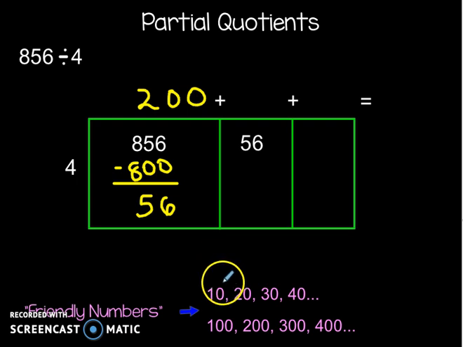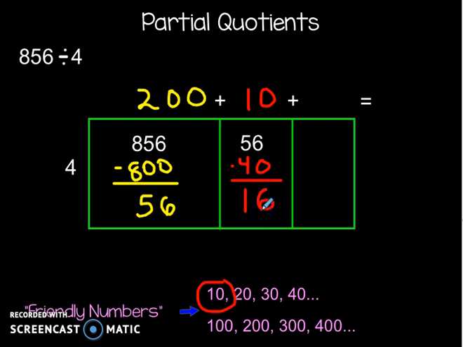Well, let's start with my friendly number 10. 4 times 10 is 40. That's pretty good. Let's look at 20 now. 4 times 20 is 80. 80 is too much. So let's go back to my 10. 4 times 10. So let's put my 10 up here. Here's my area model. 10 times 4 is 40. And now I'm going to go ahead and pull that out and see what I have left over. Well, I have 16 left over.